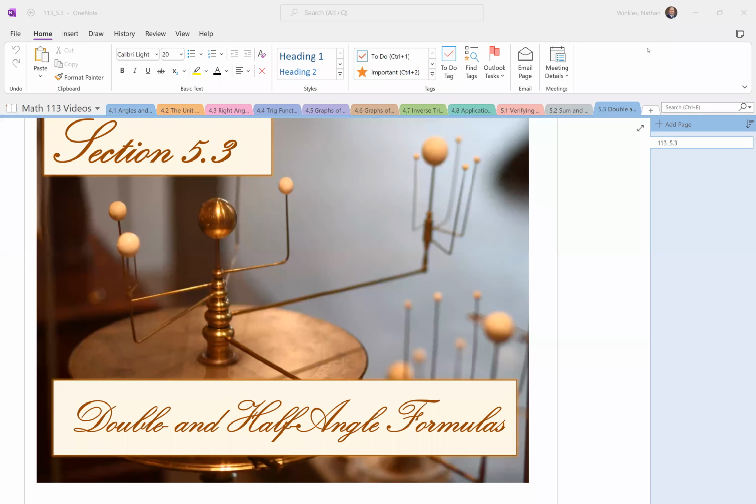All right, so in this section, we're going to talk about double angle and half angle formulas. We have just a couple different rules or formulas that we can use, and they're going to determine how we can work each and every problem based off of what we're given.